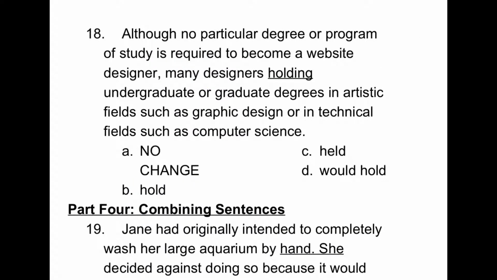18, although no particular degree or program of study is required to become a website designer, many designers holding undergraduate or graduate degrees in artistic fields such as graphic design or in technical fields such as computer science, where's the actual verb? So we have designers, and then we have all these descriptions of designers, but we never actually have a verb. That's why B is the best answer. We maintain the right tense, and it's a main verb.